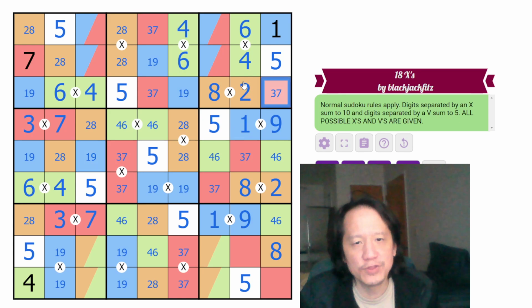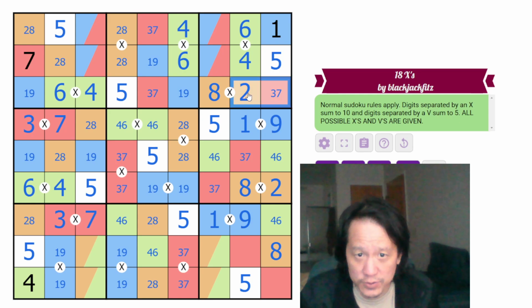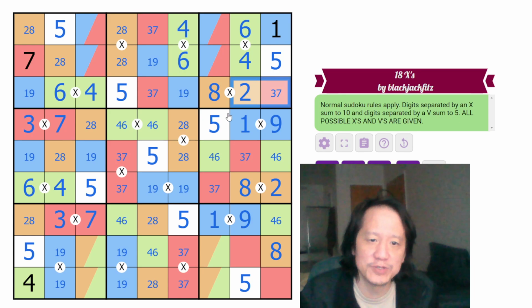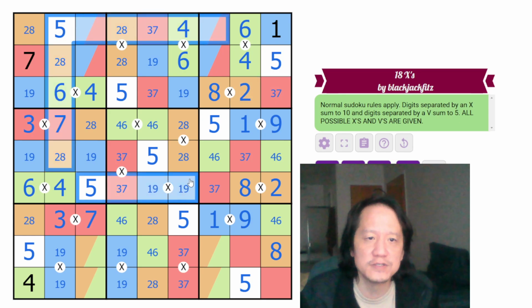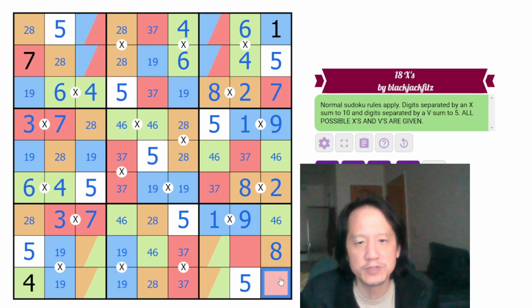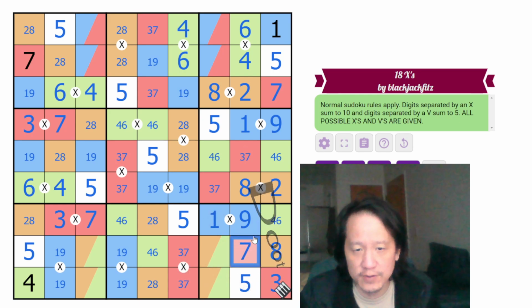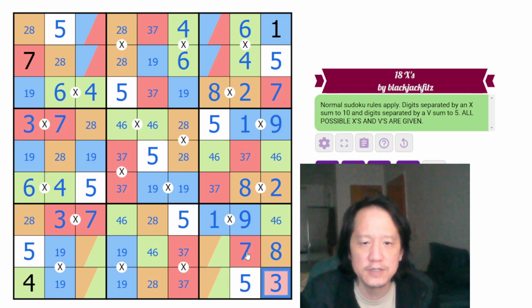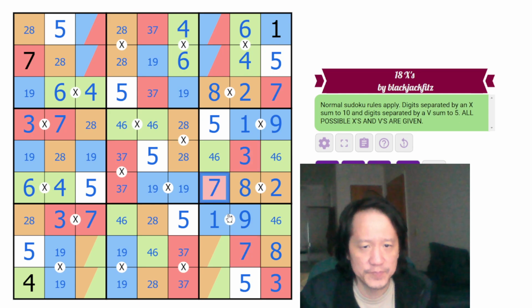This can no longer be 3 then, because that would add up to 5, and as I said, we know in the entire puzzle there is no pair of digits that adds up to 5 because there's no V's, and it says all possible V's are given. So this must be a 7, which makes this a 3, which makes that a 7. That's 3 in the corner. We celebrate. This can't be 7, so this is a 3, which makes that a 7.